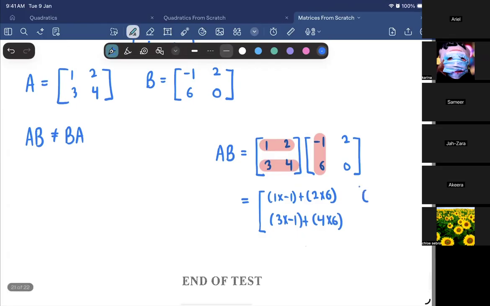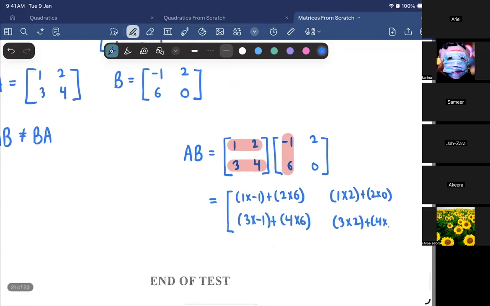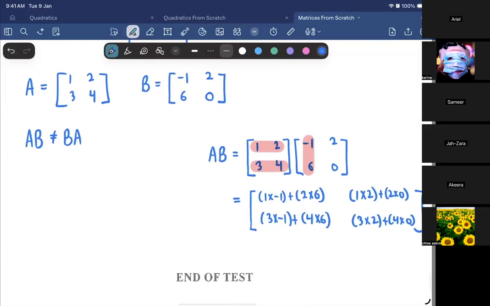1 by 2, 2 by 0, and then 3 by 2, 4 by 0. You have it. Yep. See, look how fast you get it. So that wasn't our problem. Good job.